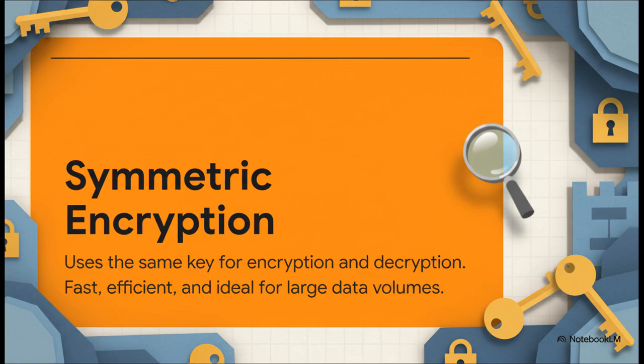This lock is called symmetric encryption. And the idea behind it is, well, it's wonderfully simple. You have one secret key. That key locks the data, and that very same key unlocks it. Think of it like a diary that has a little physical key. As long as you're the only person with that key, your secrets are totally safe. And because it's so darn efficient, it's perfect for locking up huge amounts of data really, really fast.